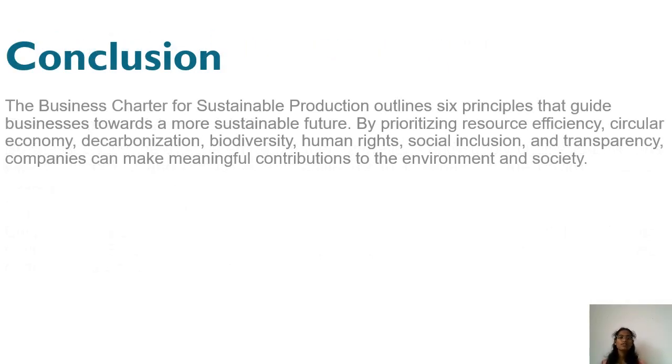In conclusion, we have discussed the principles of the Business Charter for Sustainable Production that guide businesses towards a more sustainable future. The principles we studied are resource efficiency, circular economy, decarbonization, biodiversity, social inclusion, and transparency. By following these, companies can make meaningful contributions to the environment and society.